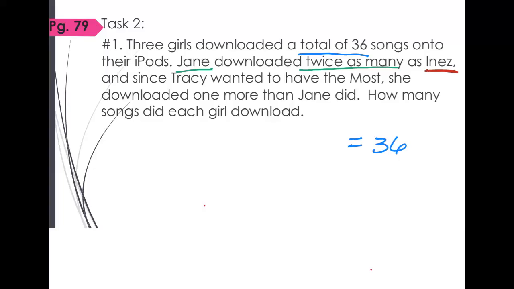Okay, so let's write down these girls' names. We have Inez. We have Jane. And we have Tracy. Right? Okay. So Jane has twice as many as Inez. Right there, Inez is our basic person. So how many do we want to say that she has downloaded?